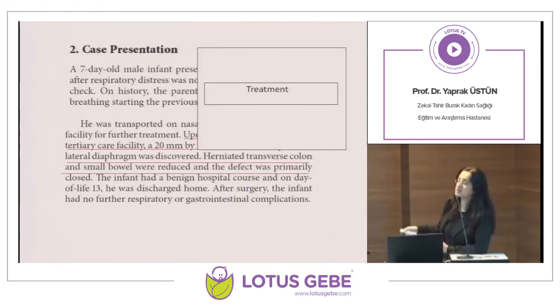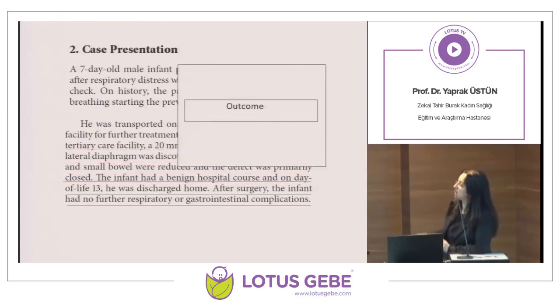And in the case presentation part, you also see the treatment of the case. The herniated transverse colon and small bowel were reduced, and the defect was primarily closed. After physical examination and laboratory results, you also mention the treatment of the case. And also, the outcome of the case should be added. You see here, the infant had a benign hospital course, and on day 13, he was discharged home. After surgery, the infant had no further respiratory or gastrointestinal complications. And you should also give the outcome of the case.